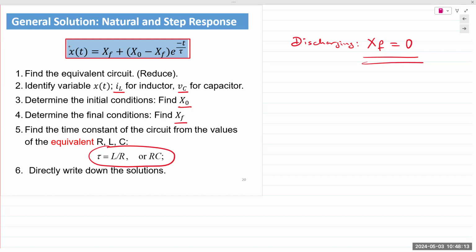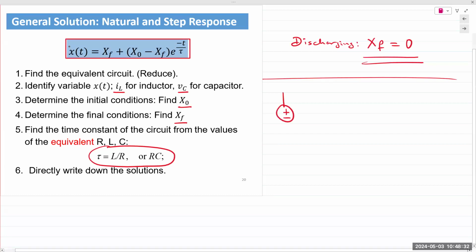So point number 1, find the equivalent circuit. What does it mean? You have to set up the circuit for time t less than 0 and then time t greater than 0. So you have to see how the circuit was before it changed and after it changes, right? Before and after.